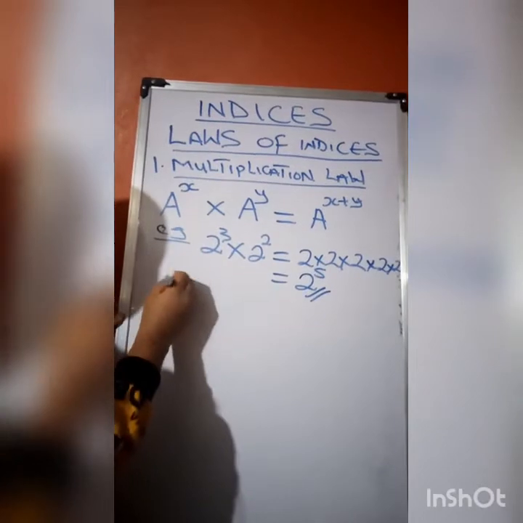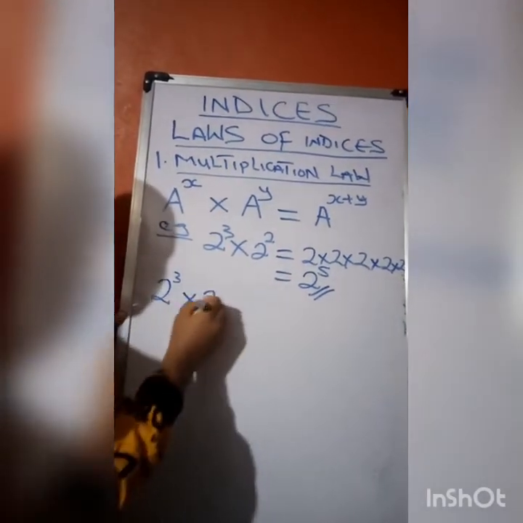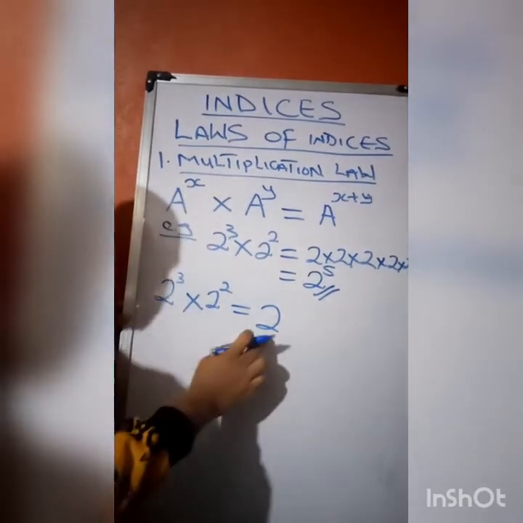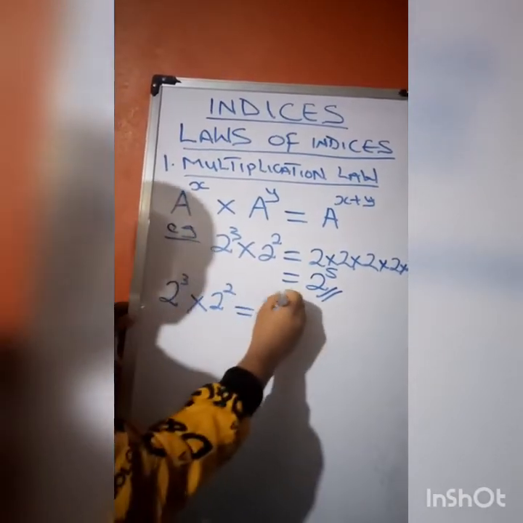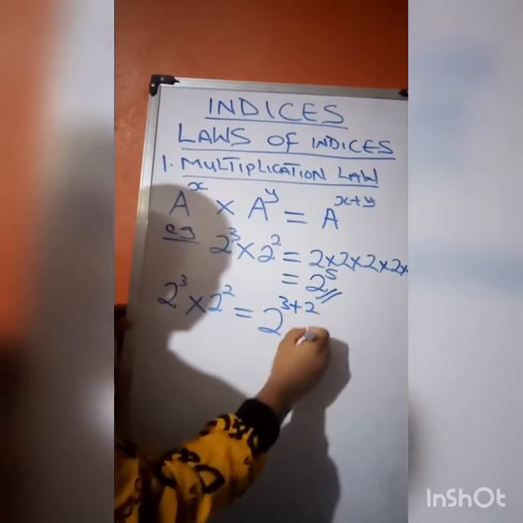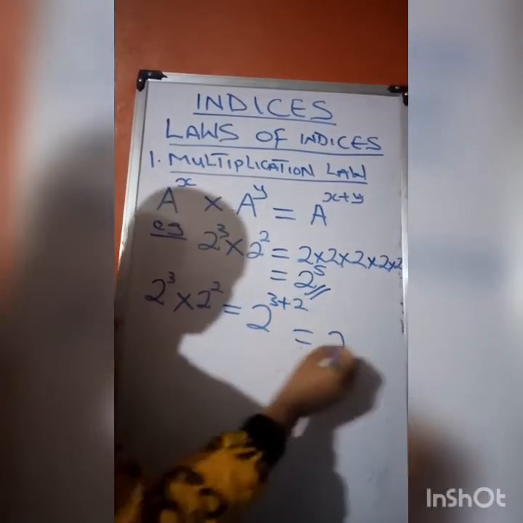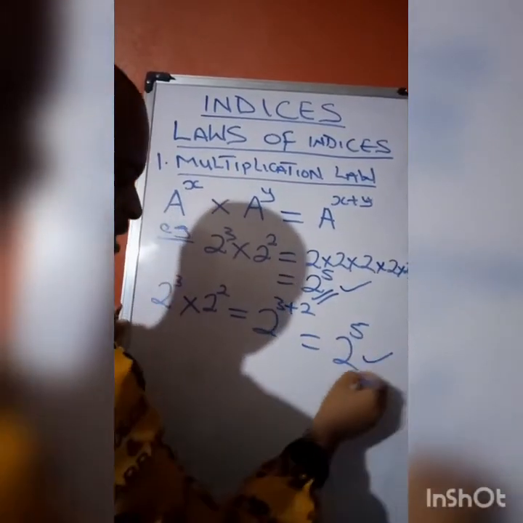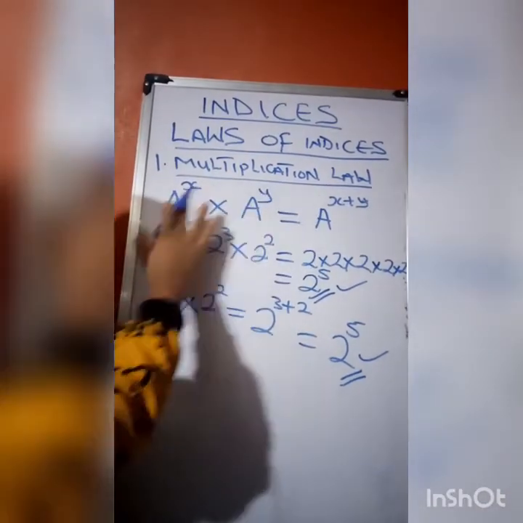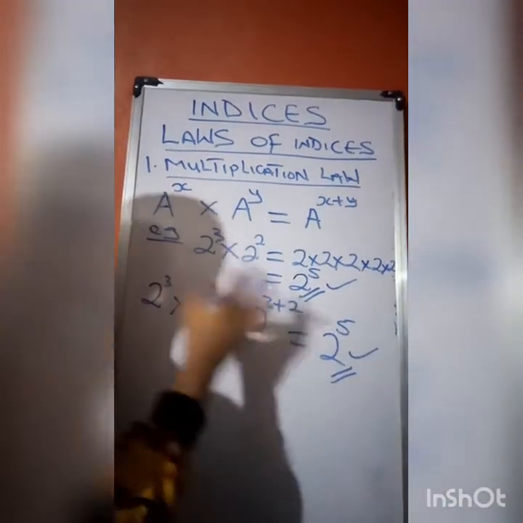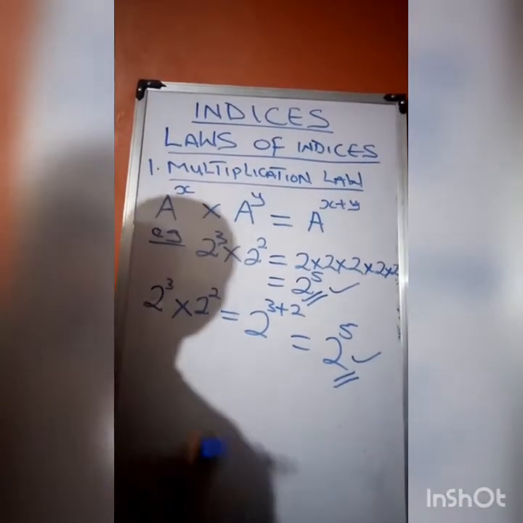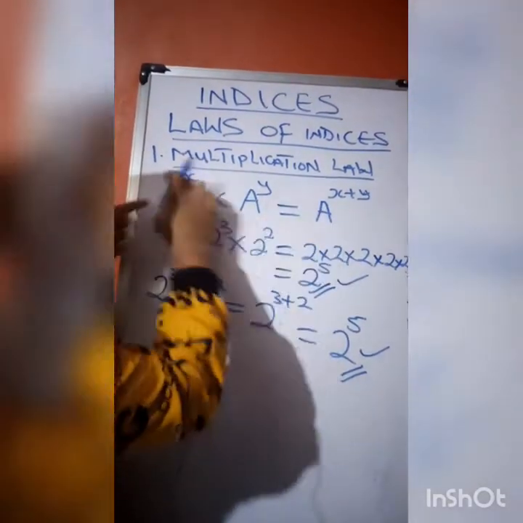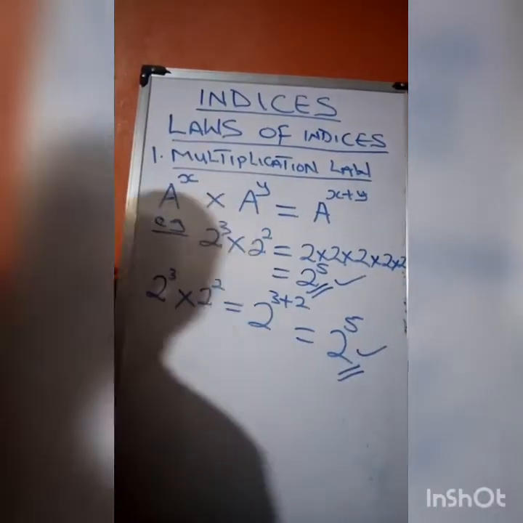From the law of indices, 2 to the power of 3 times 2 to the power of 2 should give me what? Because they are same 2, I'll just pick one of the 2 and I'll add their powers. 3 plus 2, which is 2 to the power of 3 plus 2 is what? 5. So you can see that this is the same as this. So we've succeeded in proving the first law to be correct. So the first law, the multiplication law, is correct. A raised to the power of x multiplied by a raised to the power of y, I'll just pick one of the a and I'll add their powers.